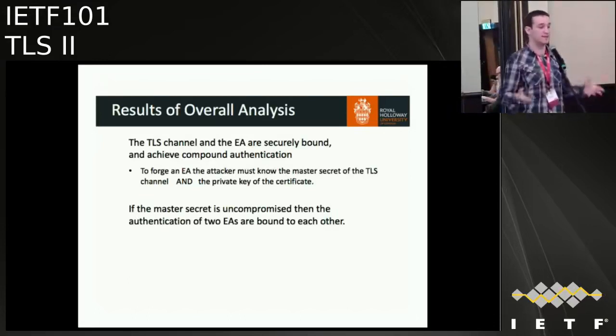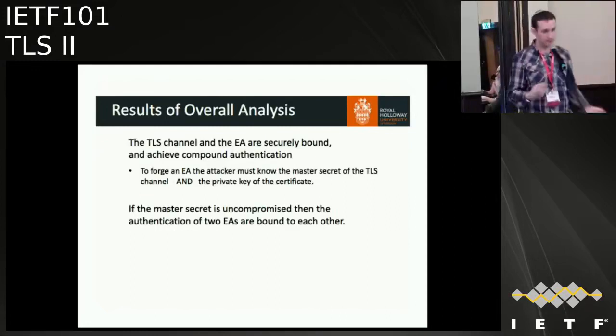But what that means is, if the master secret is uncompromised, so if you don't have a threat model that considers the master secret being compromised, then you have a joint authentication between two EAs. So if I receive two EAs over the same TLS connection, I know that they were both created by the same person. Next slide, please.